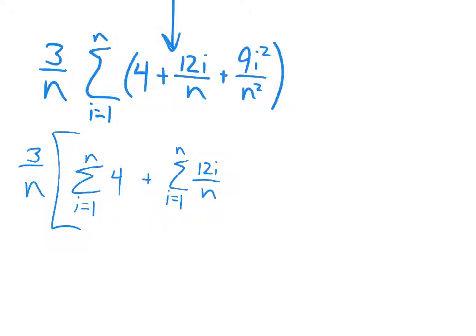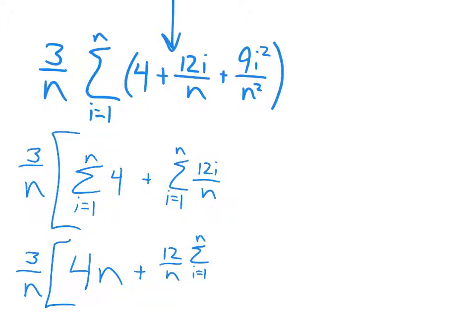Now, what could I do with that? You can take the 12 out. I could take that 12 over n out, okay, which we'll do. In fact, let's go ahead and do 2 steps simultaneously. We already said that that's going to be 4n. This, I'm going to pull the 12 over n out because it's a constant, and I have the sum from i equals 1 to n of just the integers.